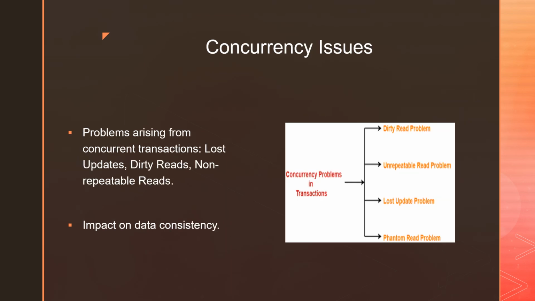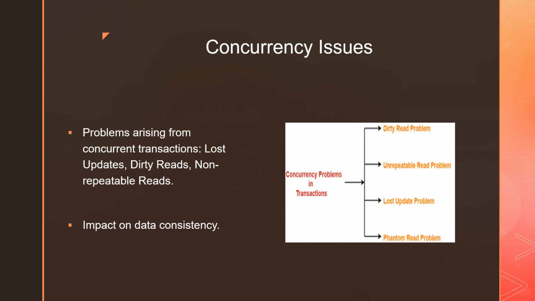In this slide, we are looking at the problems that arise when multiple transactions are executed concurrently. These issues can compromise data integrity if not managed. The most common problems include lost updates. When two transactions read the same data and update it simultaneously, one update can override the other without being noticed.